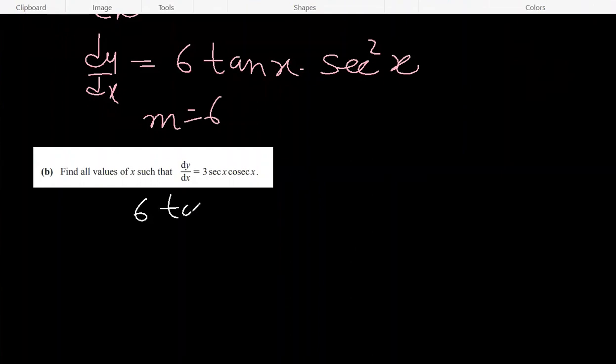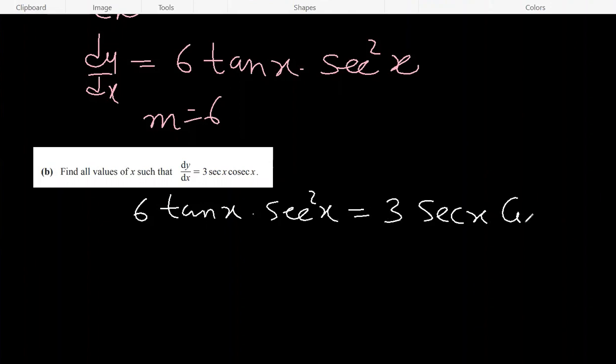6 tan x secant squared x is equal to 3 secant x cosecant x. This is what they're saying. Now, we could have cancelled this 2 with secant here and we would have reduced it. But never ever do that. Do not cancel things on both sides of an equal mark. Why? Because we will lose one answer because of that. What should you do instead?